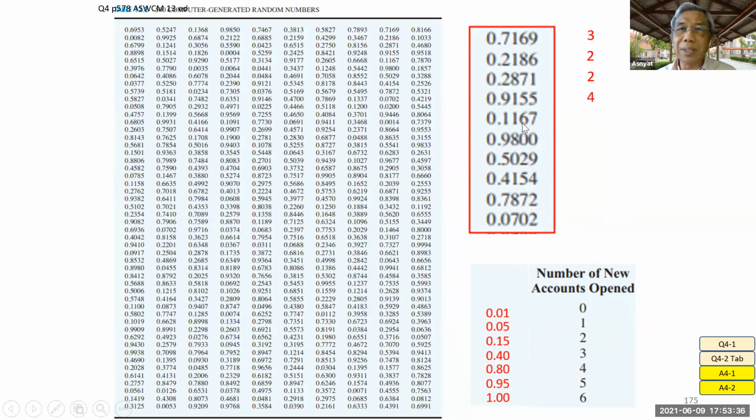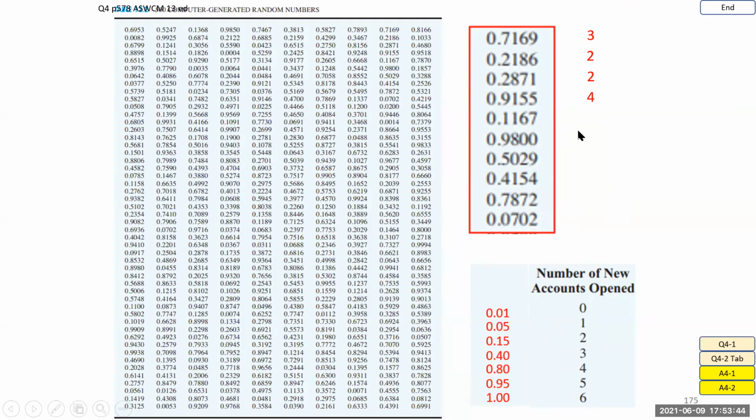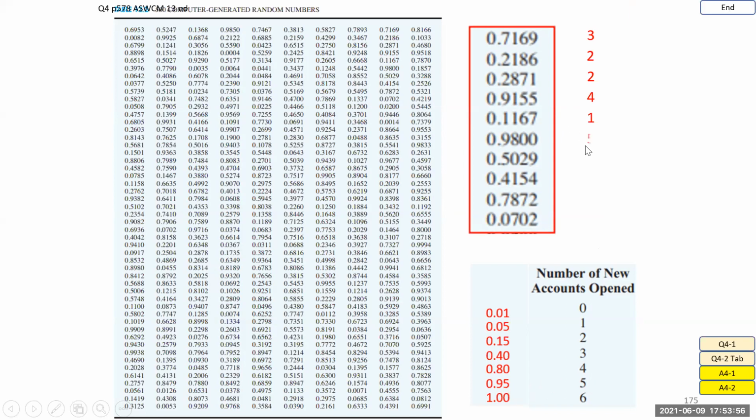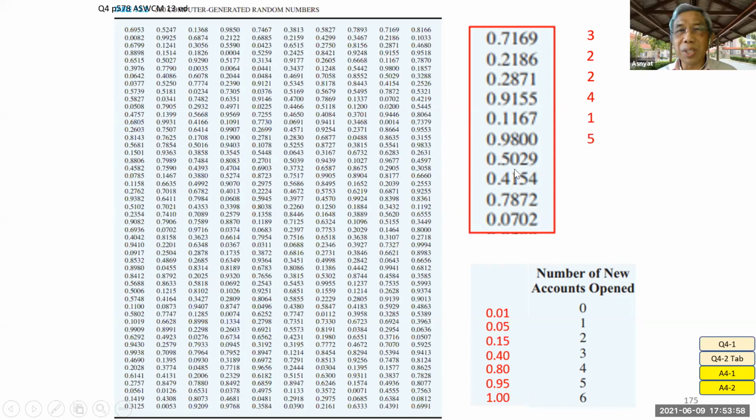And then the fifth seminar, 0.11, somewhere here. So we get 1. Then the sixth one, 0.98. Wow. Somewhere here, right? So how many? 5. And the same thing, 0.5, yeah, 3.